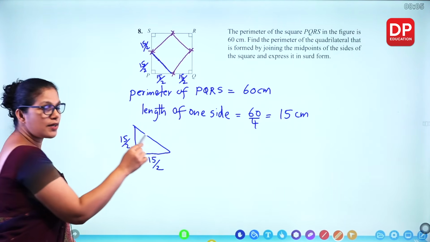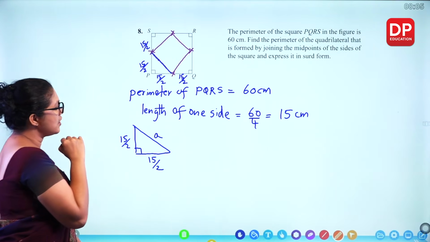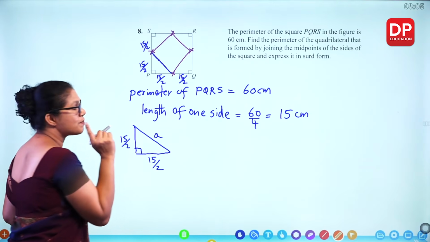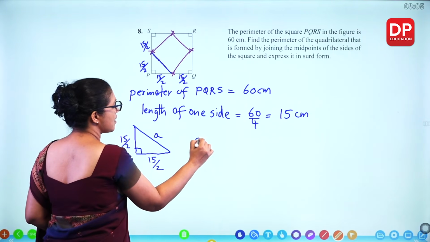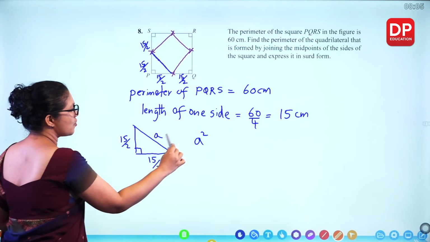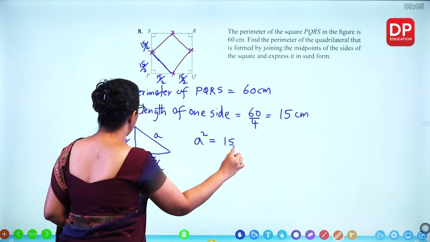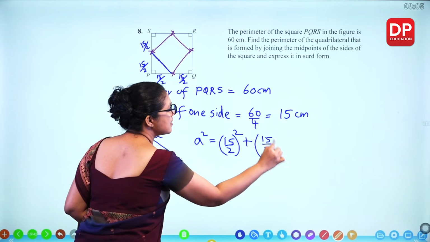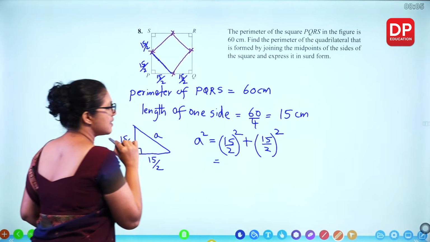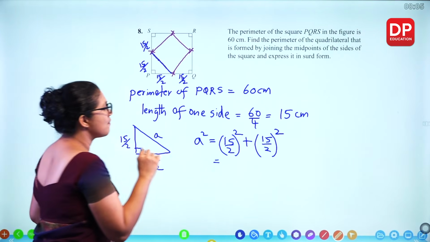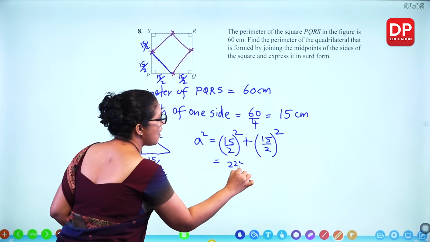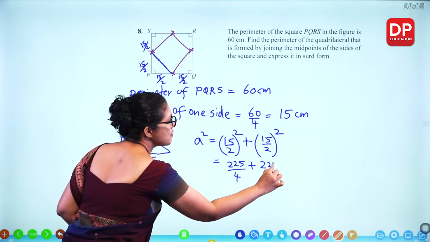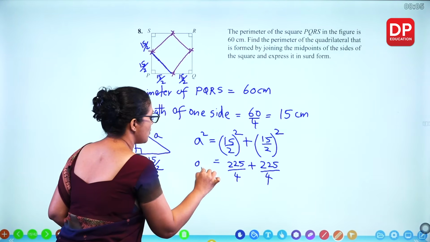is this one. If we call it A, what's the theorem we can use? Right angle triangle, we can use Pythagoras theorem. According to Pythagoras theorem, this squared is equal to square one side and square the other side and add it. So what do you get? 15 squared is 225. 2 squared is 4. 15 squared is 225 over 4. That's equal to A squared.